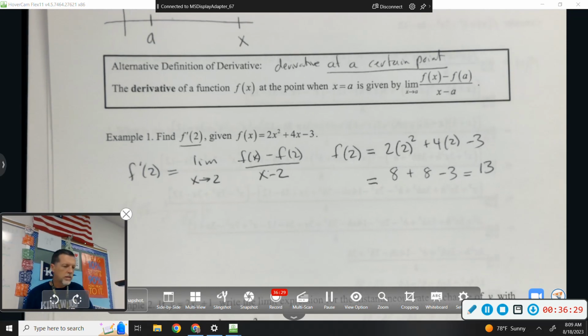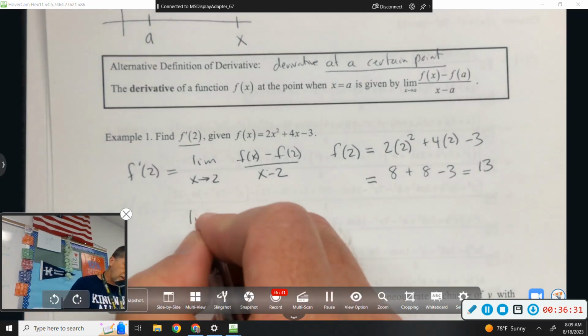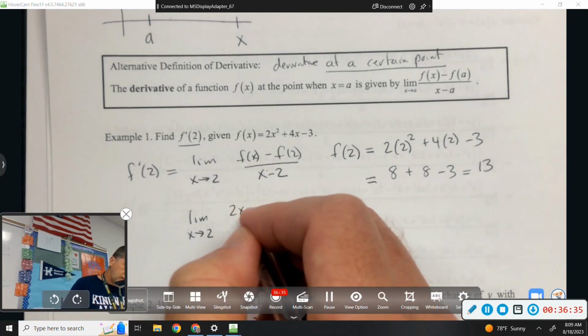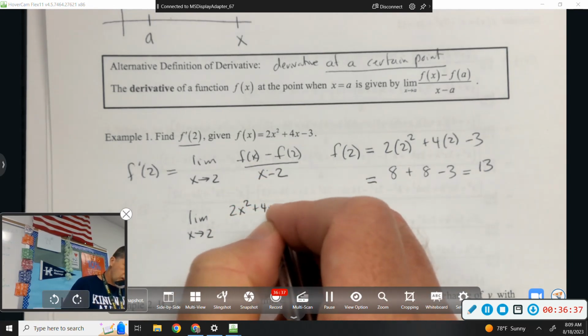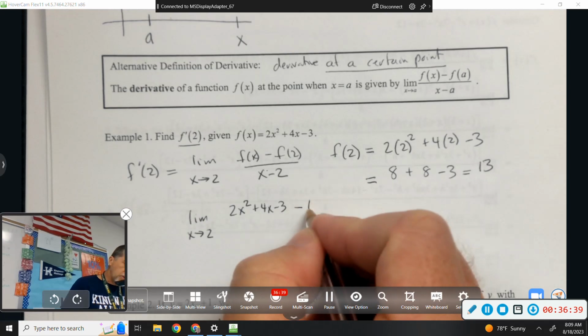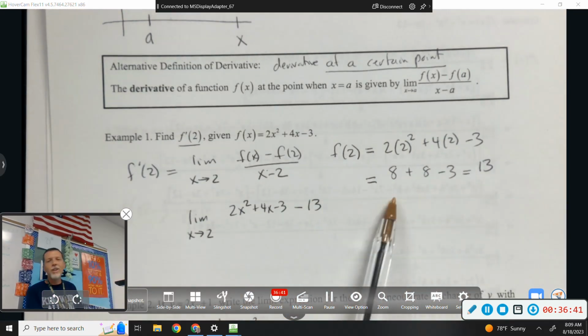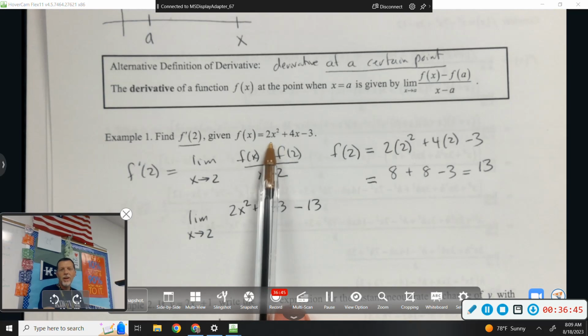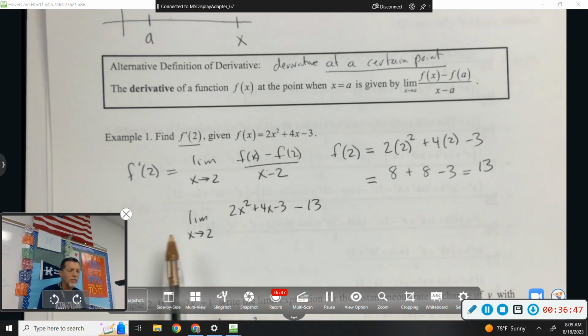So let's start plugging things in. F of x, it gave to us. F of 2 is 13. Right, that's a whole lot easier than f of x plus h. Because we would have had to square x plus h and have 4 times x plus h, and that's where we would have had that really long expression. We don't have to worry about that. F of 2 is 13.